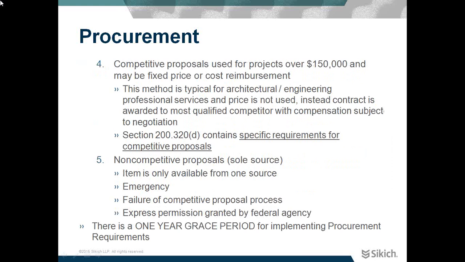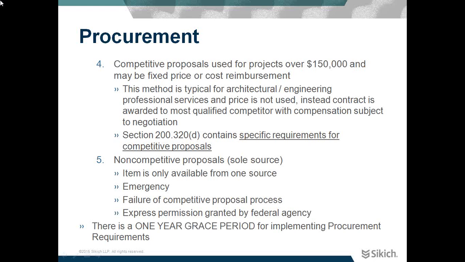Competitive proposals are usually, as I mentioned, over projects over $150,000. They could be fixed price or cost reimbursement. Typically, you see these when you're dealing with architectural, engineering, professional contracts, and price isn't necessarily used. Instead, it's really awarded to the most qualified competitor.